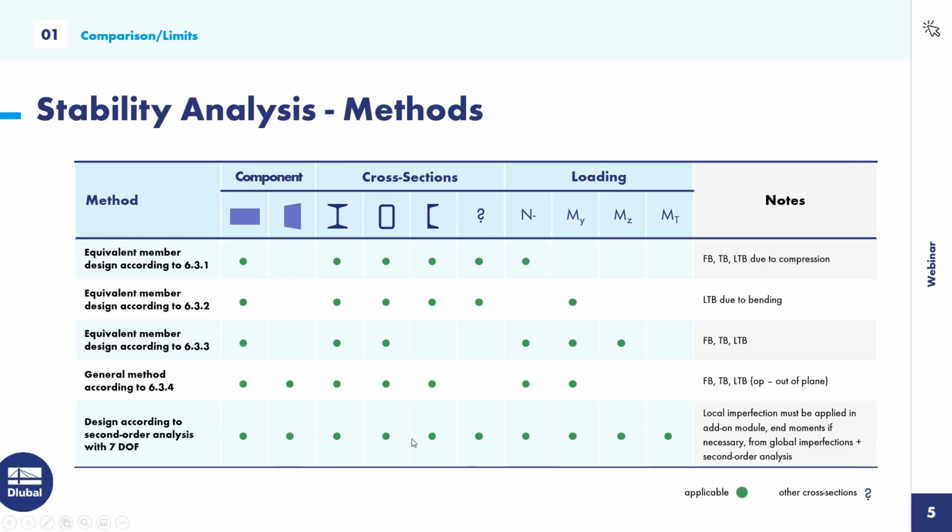I will only compare these 3 methods. It's difficult to compare, for example, a column with a bending member, and therefore I compare only these 3 methods. I think the first 2 methods are quite clear.